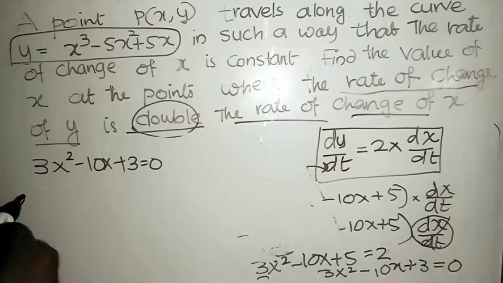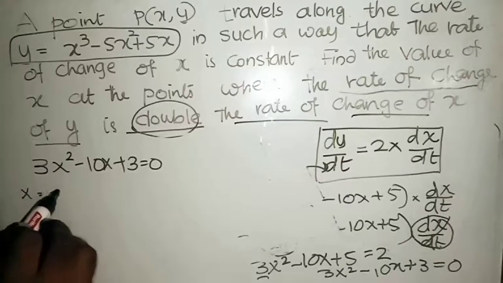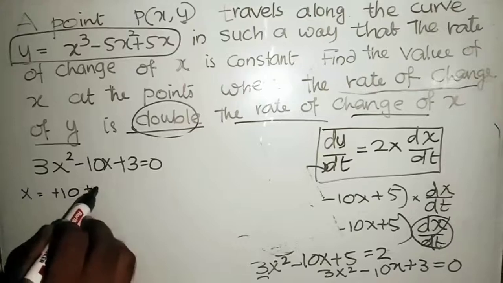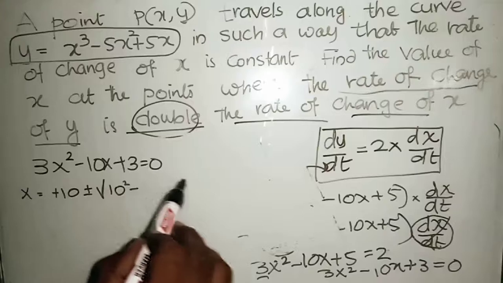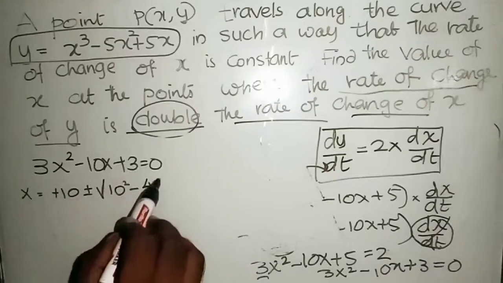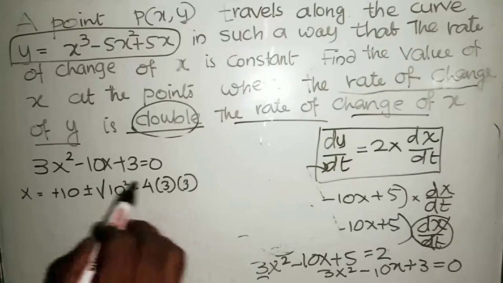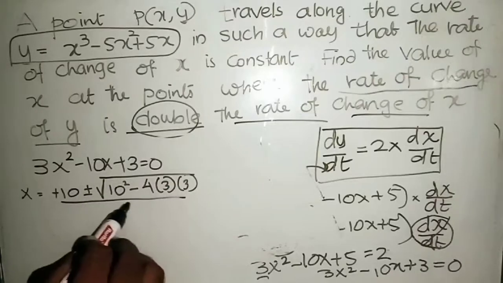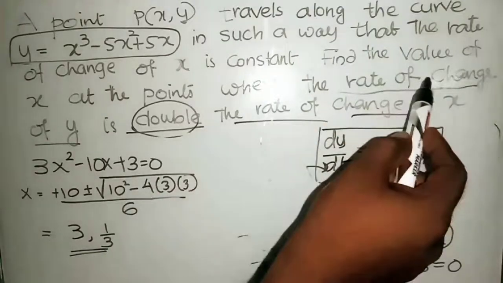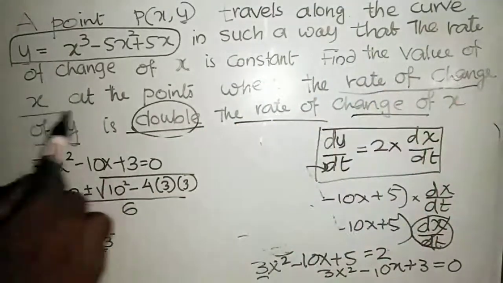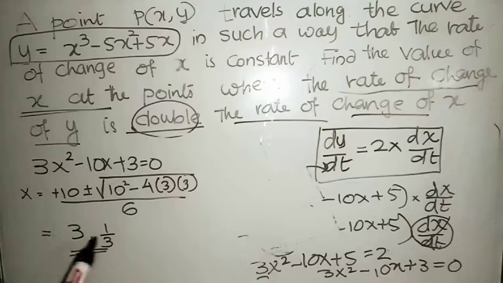So we get x is equal to minus b, that means plus 10, plus or minus square root of b squared, 10 squared, minus 4ac, 4 times 3 times 3, by 2a, 2 times 3, 6. So go on with this calculation. We get the values of x as 3 or 1 by 3. That's your resultant answer. The question is find the value of x. So the values of x are 3 or 1 by 3.